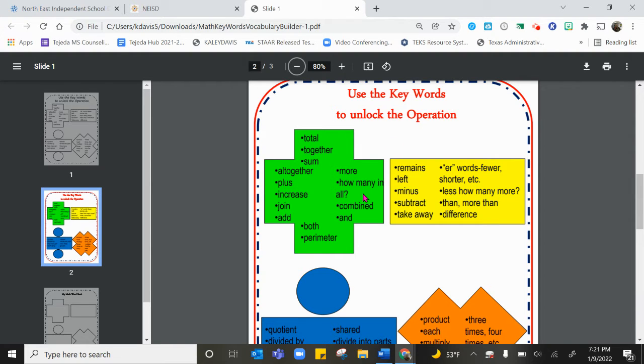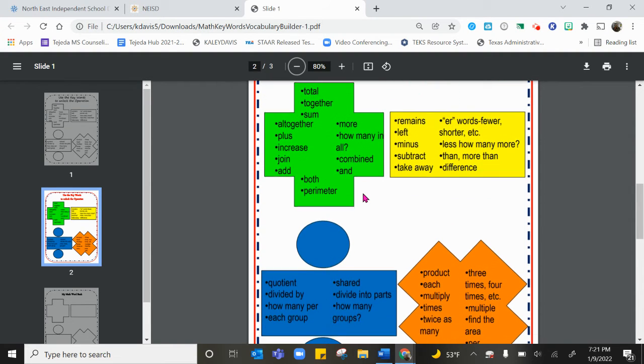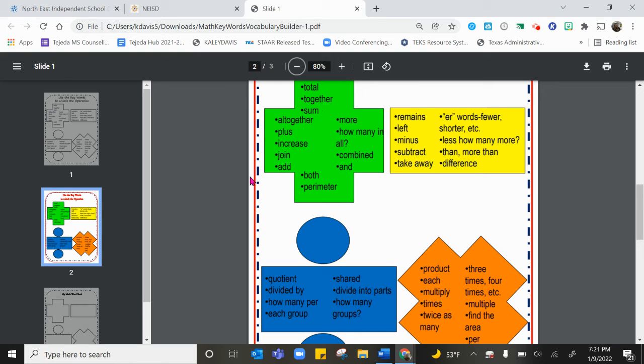So if you want to write this down or refer back to this, you can. For addition, a lot of the words you'll see are total, together, sum, more, combined, altogether. Those are going to be some of your common keywords. For subtraction, you're going to see minus, take away, less than, difference. Those are going to be some of your popular ones.